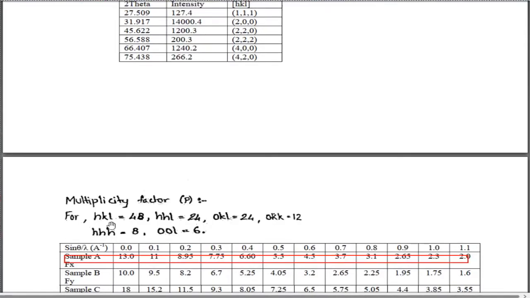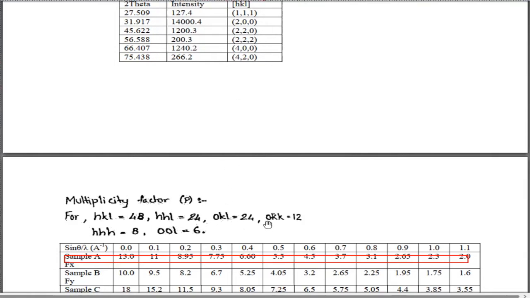So when H, K, L are all three different, then you have to take 48 as the multiplicity factor. When two of the values are the same, HHL, then you have to take it as 24. So say 221, 113 kind of thing. Okay. When one of the indices is 0 and the other two are different, then you have to take 24. Okay. Like 420 here. So one is 0 and the other two are different.